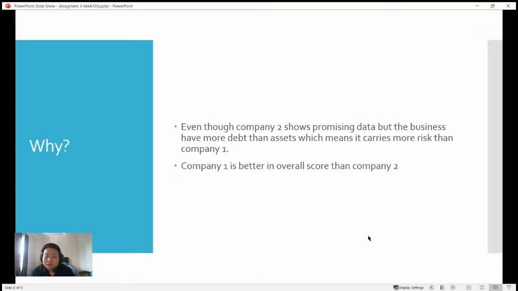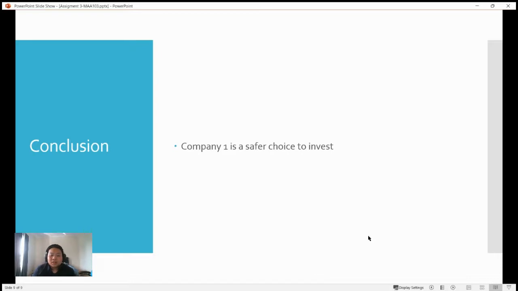My answer will still be company one. Why? Even though company two has promising data, the business has more debt than assets, which means it carries more risk than company one. And in the overall score, company one is much better than company two. In conclusion, based on my opinion, company one is a much safer choice to invest in.